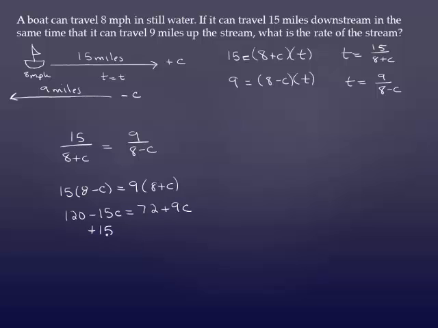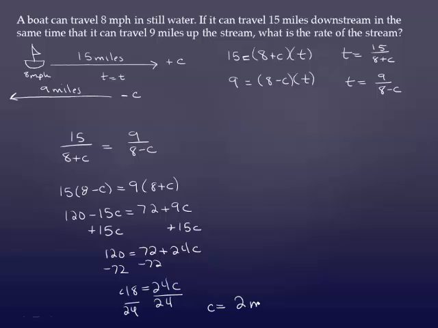Then I need to distribute, so 15 times 8 is 120, minus 15c, 9 times 8 is 72, plus 9c. I could add 15c to both sides if you like them positive better, and I'll get 120 is equal to 72 plus 24c. Subtract 72 from both sides, and I get 48 is equal to 24c. Divide both sides by 24, and the current is 2 miles per hour. So that's one other way to set this up.